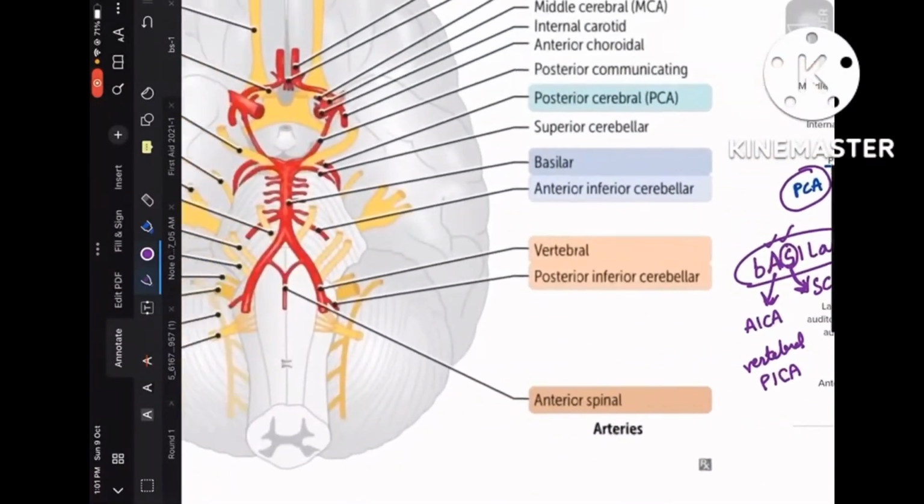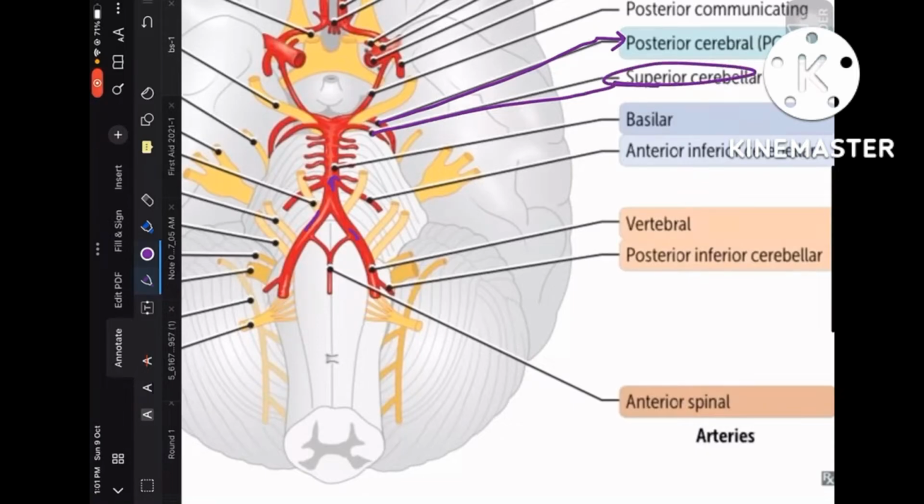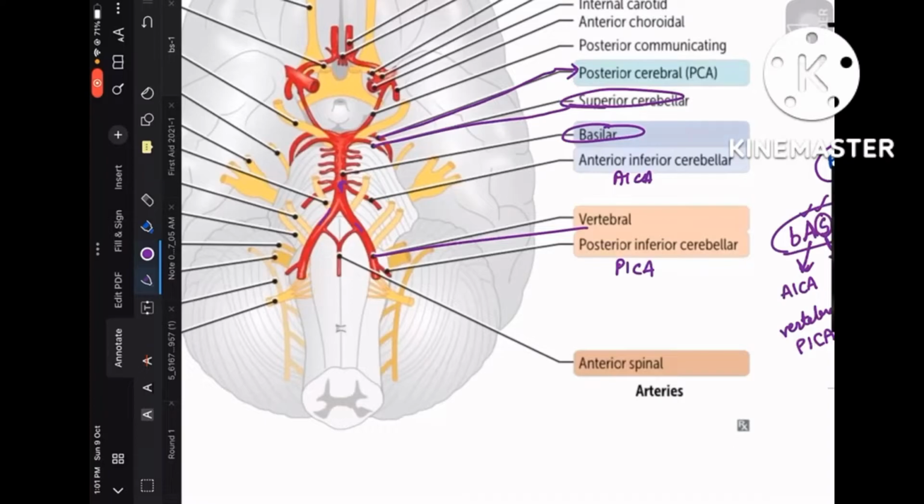So let us see in this diagram too. There are 2 vertebral arteries which join together to form the basilar artery, and the basilar artery is giving the posterior cerebral artery, and here it is the superior cerebellar artery. So this is the basilar artery and it has AICA. This is the vertebral artery and it has PICA. One more important point, that the vertebral artery has the posterior extension like this, which joins together to form the anterior spinal artery, which is this anterior spinal artery.